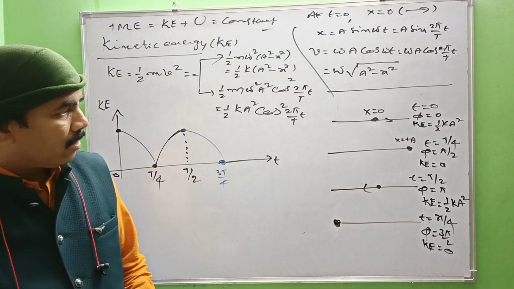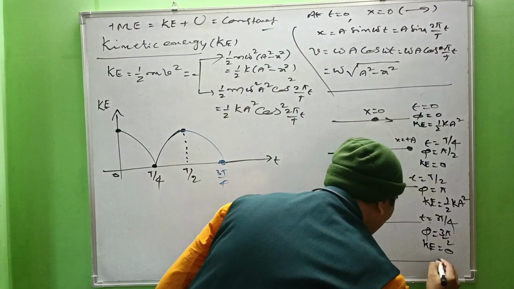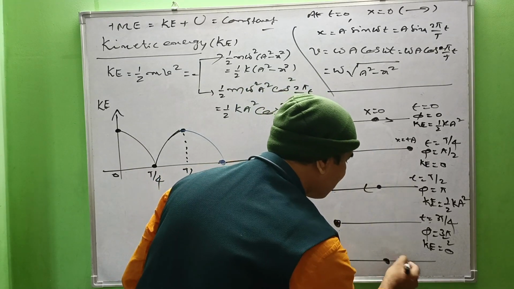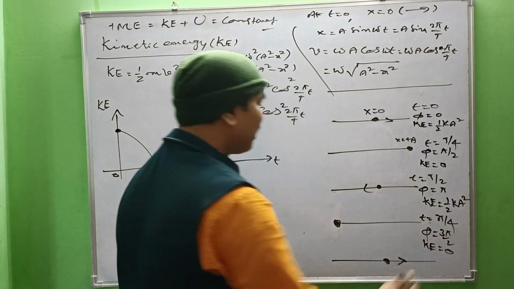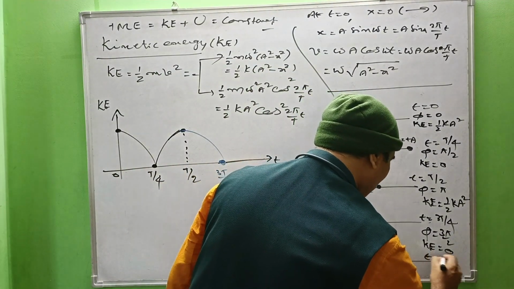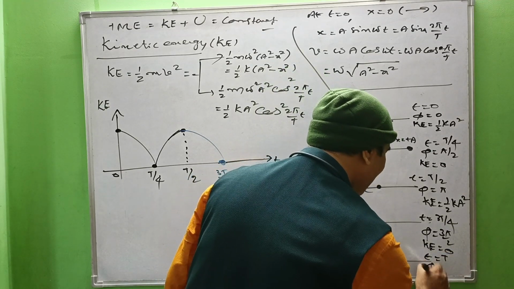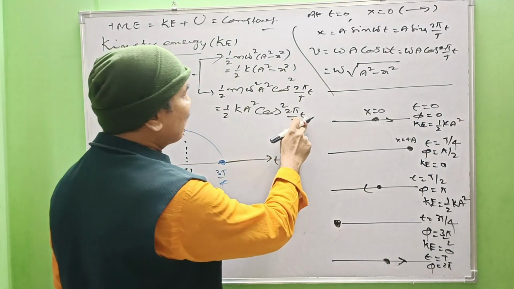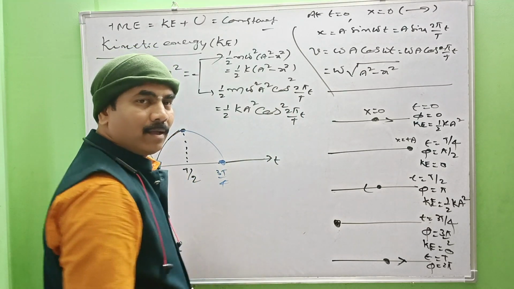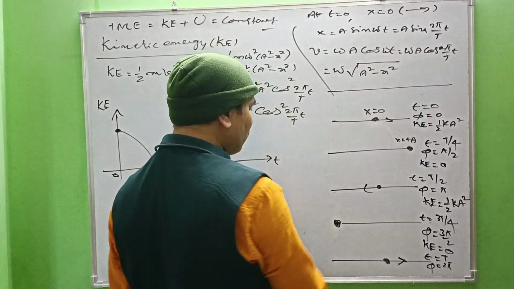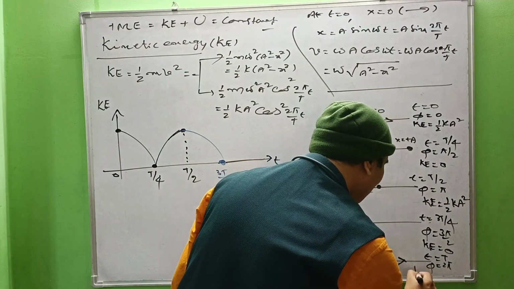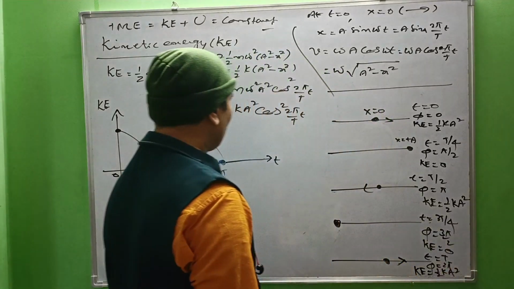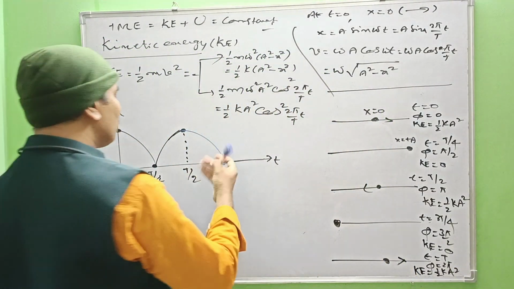See here, once again the particle reaches its mean position and enters the right side, that is, in the positive x direction. So what is the instant here? T equal to the time period. Now what is the phase angle here? 2 pi. What is the kinetic energy here? If I take T equal to capital T, cancel, cos square 2 pi, that is 1. So 1 into half k a square. So kinetic energy equals maximum, that is half k a square. Once again kinetic energy becomes maximum.